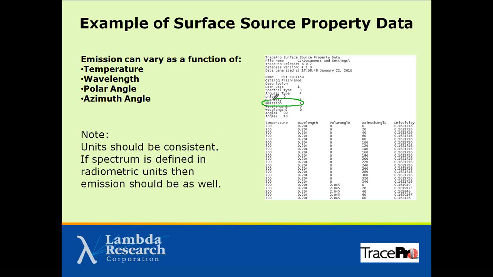unexpected results. And if you want to work in lumens for your emission quantity here, then what you really need to do is convert your radiometric data for your spectrum to photometric data by multiplying it through by the photometric curve. So just a thing to note is keep the units consistent.